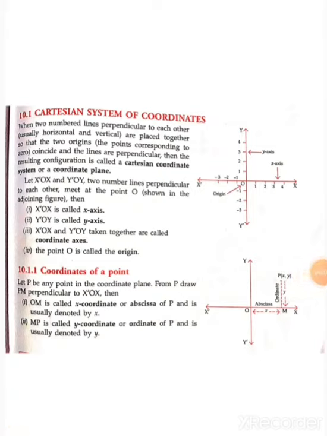Today we'll discuss the Cartesian system and reflection of points. As you know, in the Cartesian system, the x-axis and y-axis are perpendicular to each other. In the diagram you can see that the vertical line is called the y-axis and the horizontal line is called the x-axis, and the intersection of the x-axis and y-axis is the origin, and they are always perpendicular to each other. This is the basic concept of the x-axis and y-axis.